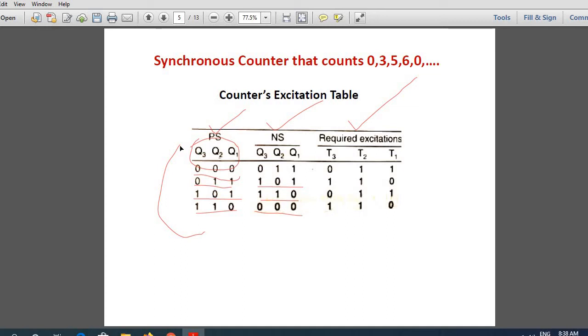Now we'll go to the required excitation. Using Q3 in present state and Q3 in next state, it actually forms Qn and Qn plus 1 of the third flip-flop. From Q3 of present state and next state, you should find T3. For example, here Q3 is 0, here Q3 is again 0. For the 0, 0 combination of Qn, Qn plus 1, you have T3 as 0. Likewise, you should take Q2 of present and next state to construct T2. Similarly, T1 using Q1 of present state and Q1 of next state. So, you should complete this table.